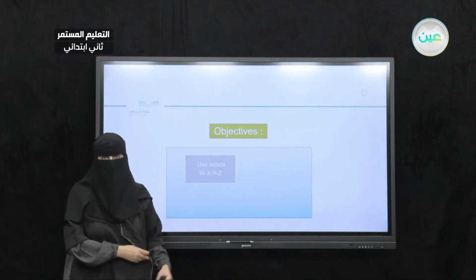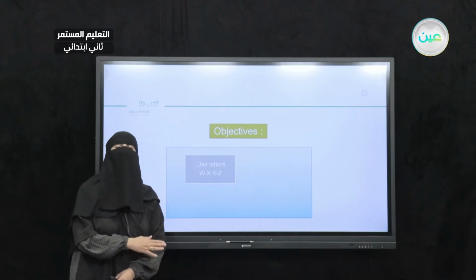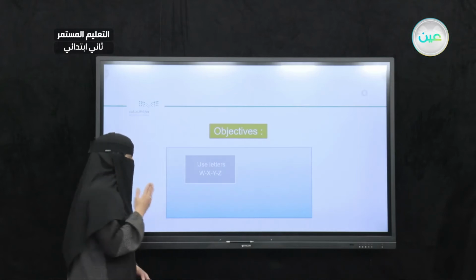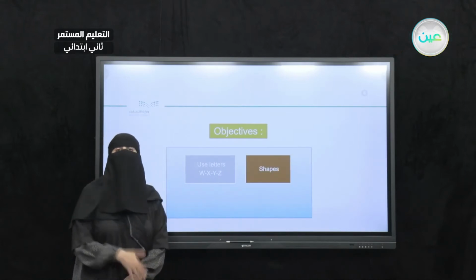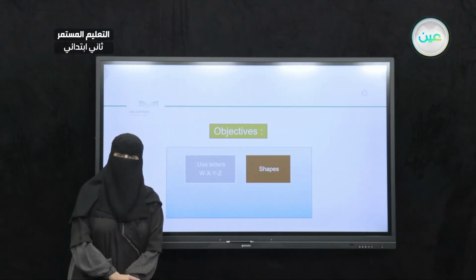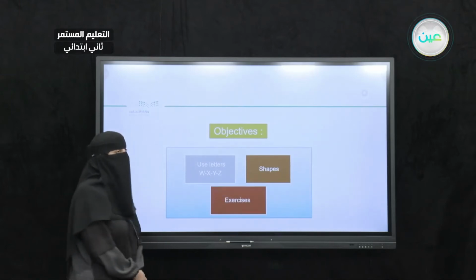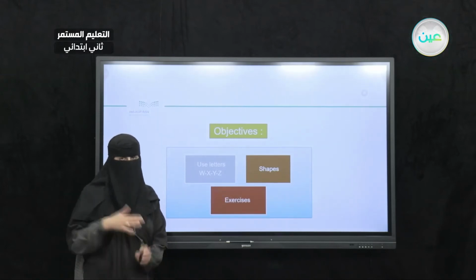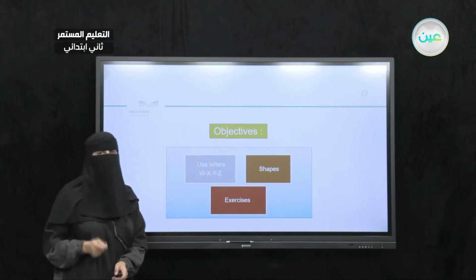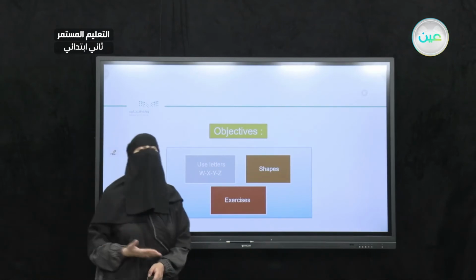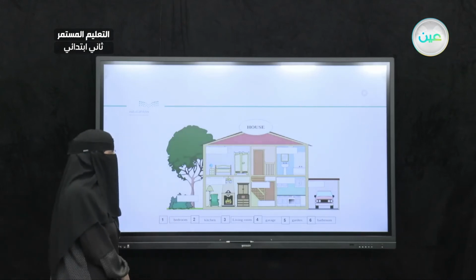By the end of the lesson, inshallah, you are expected to use the last four letters we have in our alphabets. So by now we'll be covering all the alphabets: letters W, X, Y, and Z. Also, we introduce shapes. What do I mean by shapes? And also we'll be doing a lot of exercises. What I need you to have by now is your notebook, your books, and some pencils, because we practice handwriting a lot in this lesson.